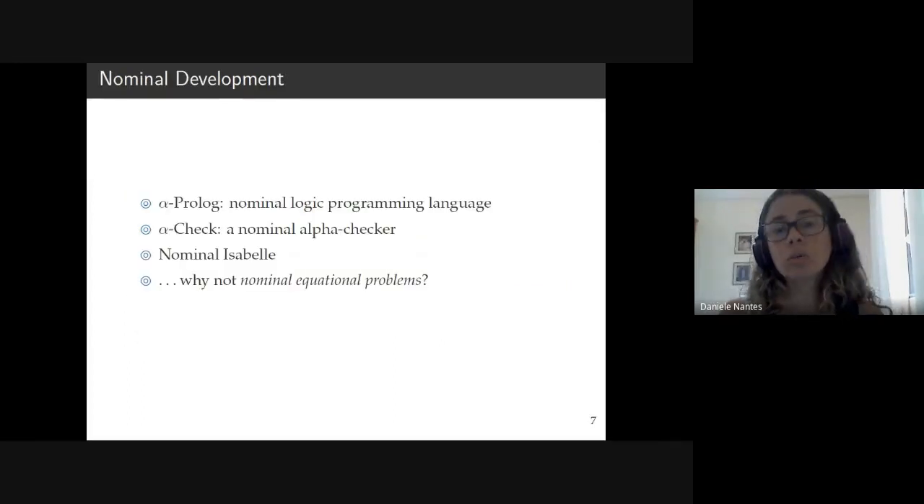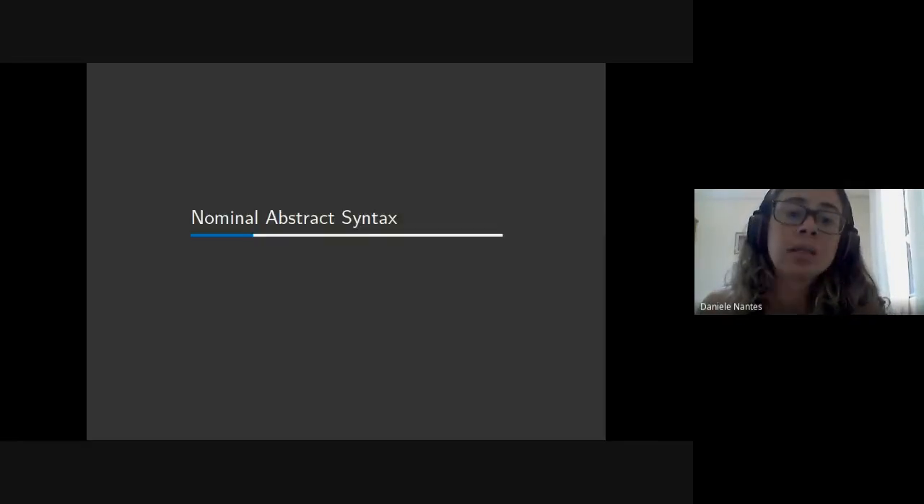If you follow the nominal development, there is now a nominal logic programming language, which is called Alpha Prolog. It's an extension of Prolog. There is a nominal alpha checker, which is based on the nominal syntax. It's called Alpha Check. There is an extension, a library for the nominal abstract syntax for Isabelle. So why not investigate nominal equational problems, since we could try to apply these nominal equational problems to these tools, like in nominal logic programming languages, for instance. So we started wondering if we could do this extension.